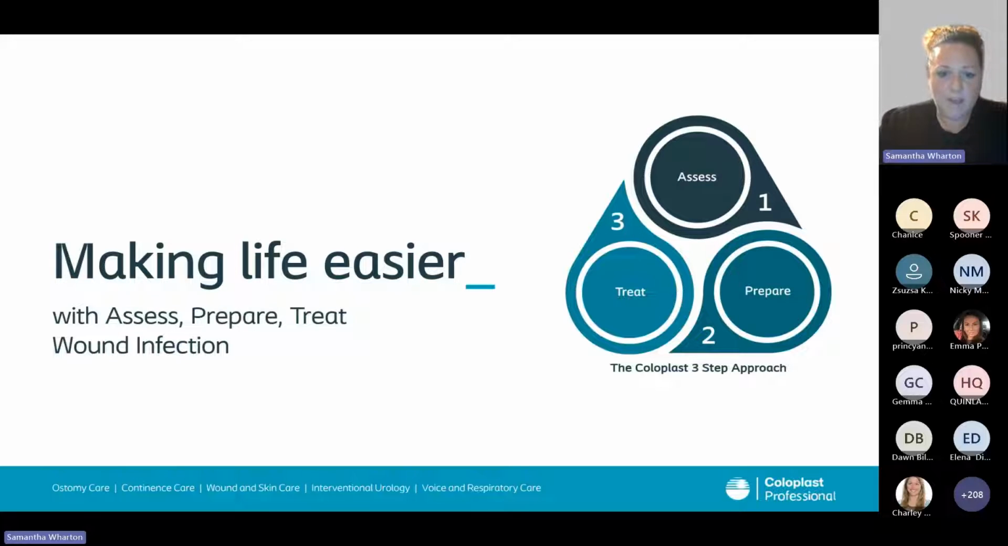My name's Sam. I'm a tissue viability nurse specialist with Coloplast. My background is as a tissue viability nurse within the NHS for 13 years, working in acute and community services. So I've got a breadth of knowledge around wounds. And today we're going to be doing Making Life Easier using Assess, Prepare, Treat with a focus on wound infection.